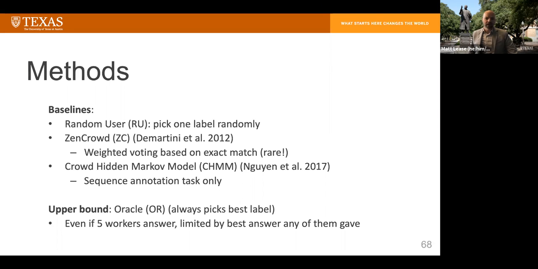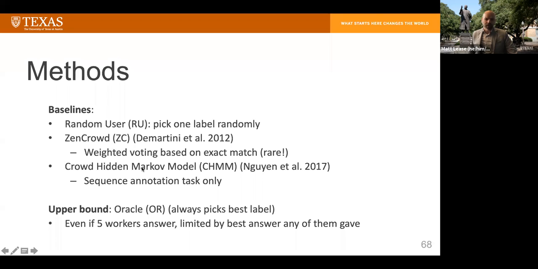We took ZenCrowd from Gianluca Demartini, which is a classic example of one of these well-known aggregation models that depends on exact match. We don't expect it to do very well in this space because you just don't have exact match, because almost every annotator says something different. Models that try to do weighted voting based on exact match aren't going to learn reliable weights.